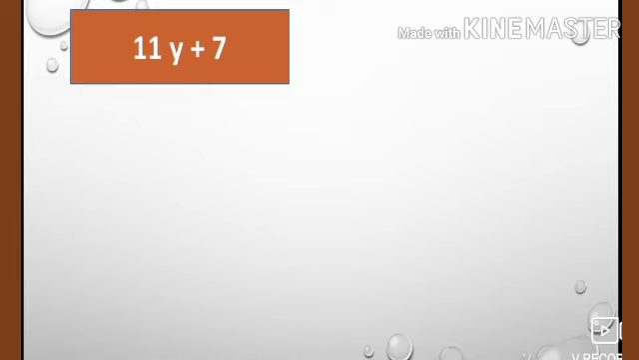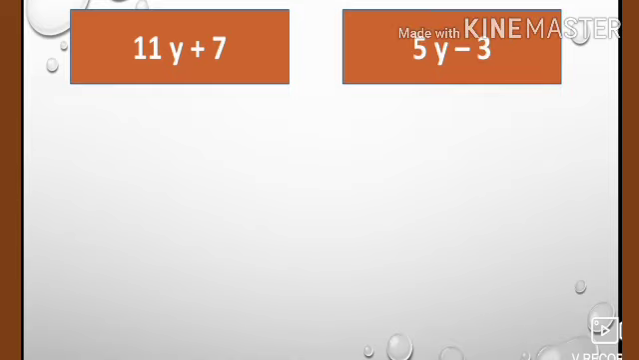Now students, in the same way we can add algebraic expressions. Let us try to add the expressions 11y plus 7 and 5y minus 3, where 11y and 5y are like terms. We know that. What are like terms? The terms of an expression having the same variables are called like terms. So here 11y and 5y are like terms, and 7 and minus 3 are constants, which are numerical values, which are also called like terms.